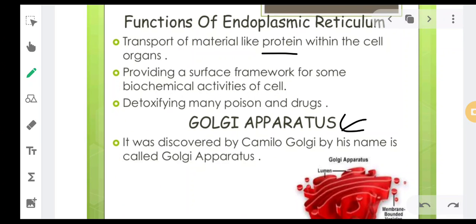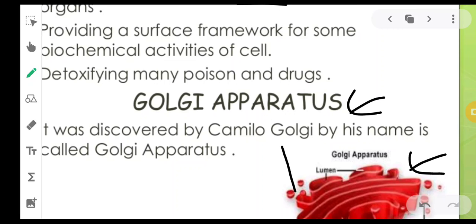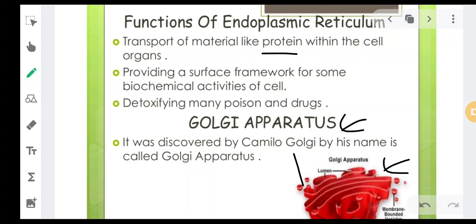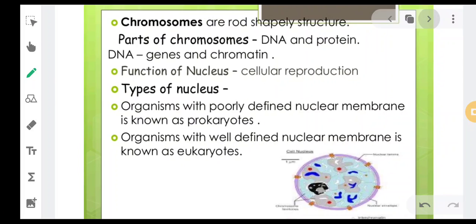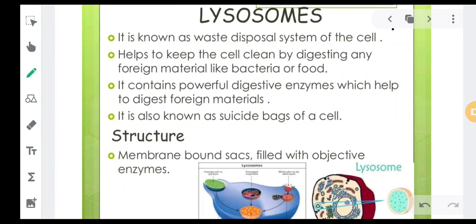So the next part is Golgi apparatus. The Golgi apparatus was discovered by a scientist named Camillo Golgi. After his name, this part of the cell has been named the Golgi apparatus. The Golgi apparatus looks like this. It is also similar to the endoplasmic reticulum. We'll see what the various jobs of this Golgi apparatus are.